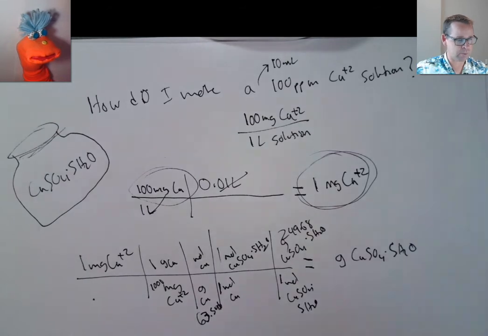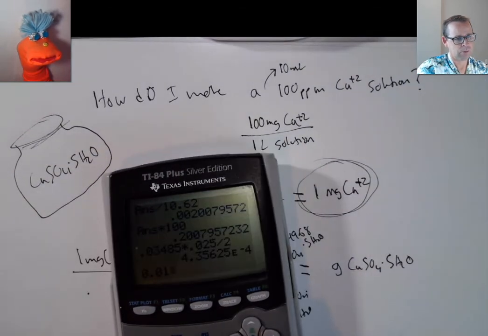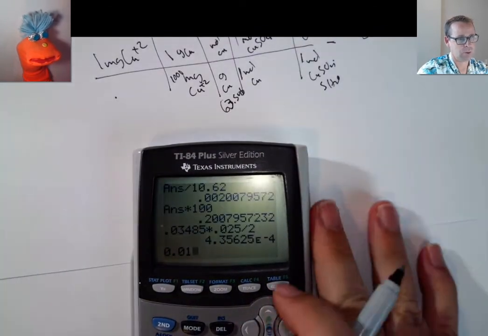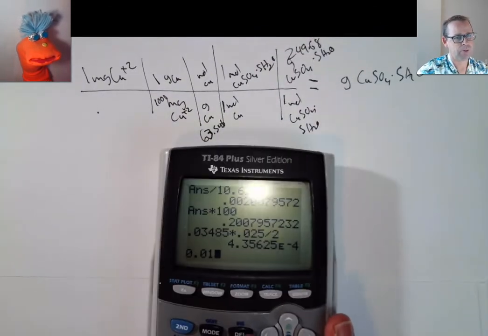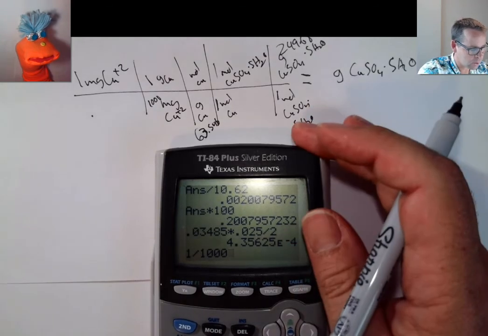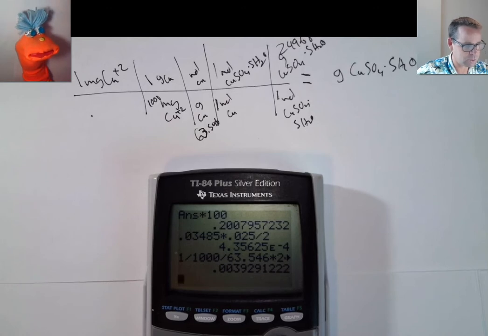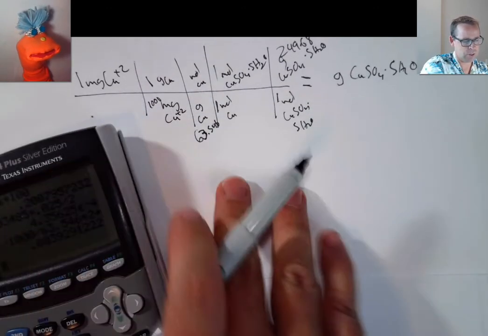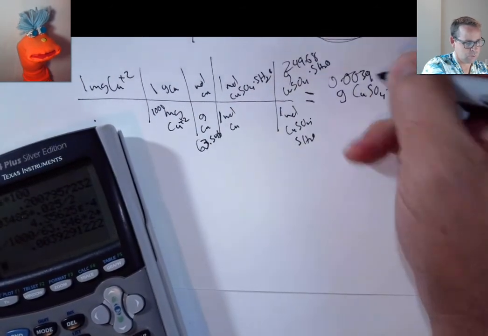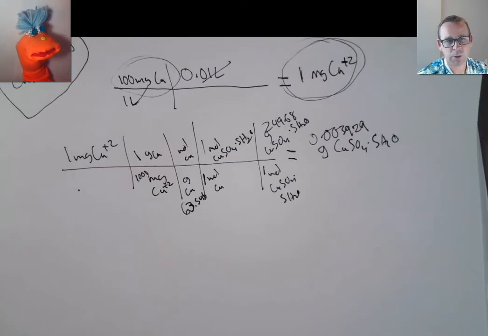All right. We're going to do this in the calculator really quick. Let's see if we can see the calculator. Hold it up above there. There we go. All right, so 1 milligram divided by 1,000, that gets us into grams. Divided by 63.546, times 249.68. Okay, 0.0039. 0.0039929. All right, so that's how many grams of copper sulfate I need, and what do I need to do with that?